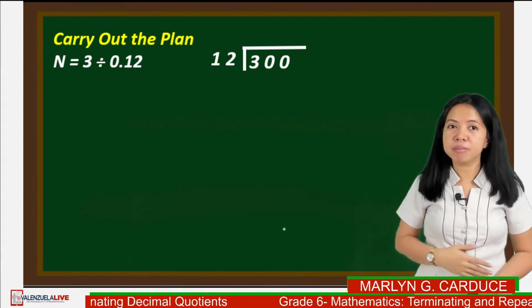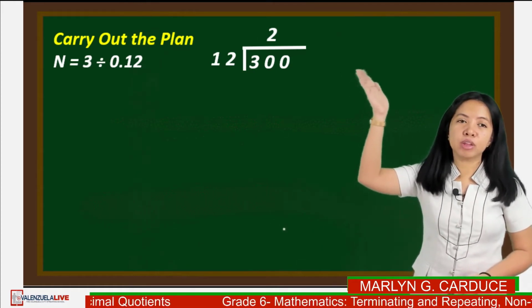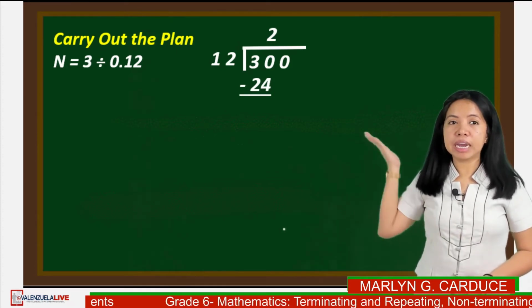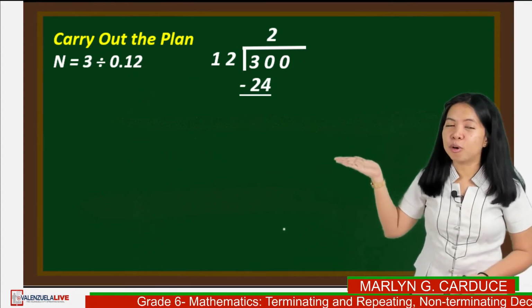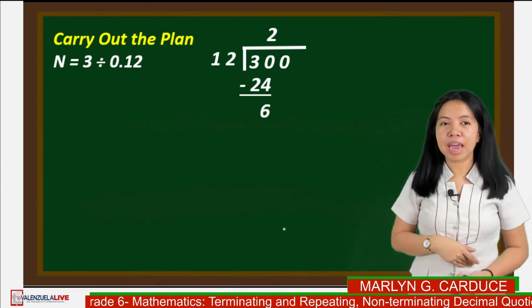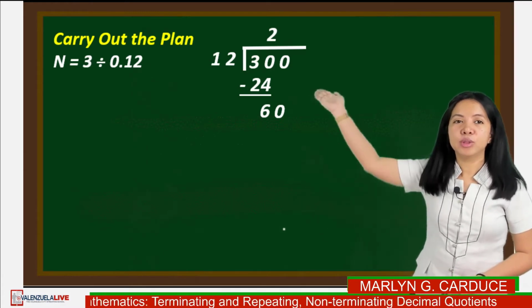Okay, so let's start dividing the numbers. 30 divided by 12 is 2. And then let's multiply 2 and 12, so that is 24. And then subtract 24 from 30. So the difference is 6. And then bring down 0. And then divide 60 by 12.